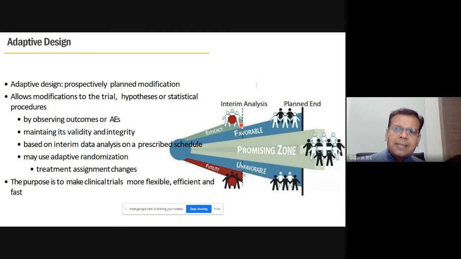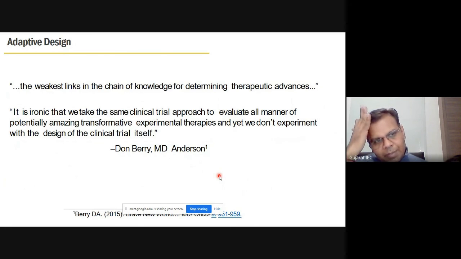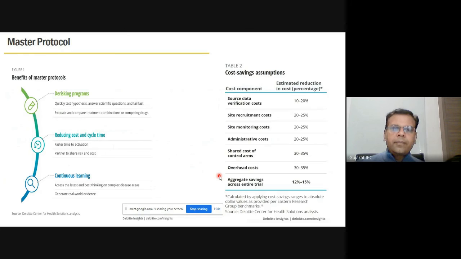you do some interim analysis, you get some favorable result, then you add on more patients. Then you get into a promising zone where you can get more information. But if it fails, then it's an unfavorable result and you scrap it. So that's how it goes. We call it an adaptive design, and this is really advancing and helping get things done very fast and bring them quickly to the market.